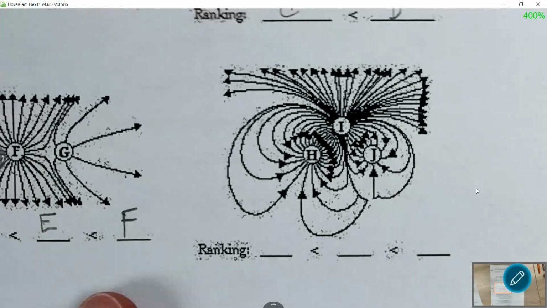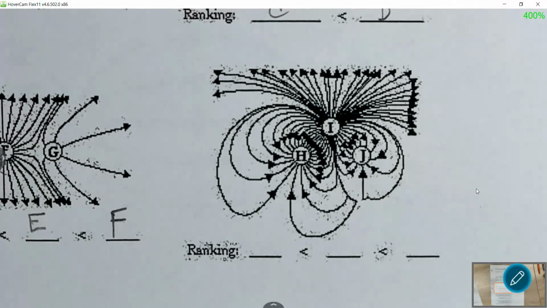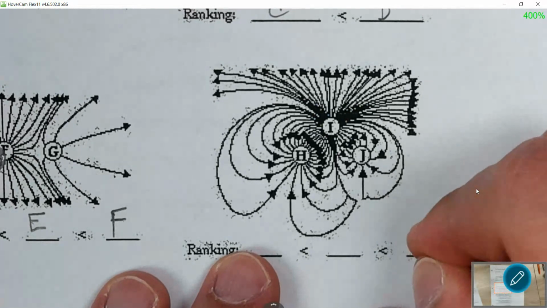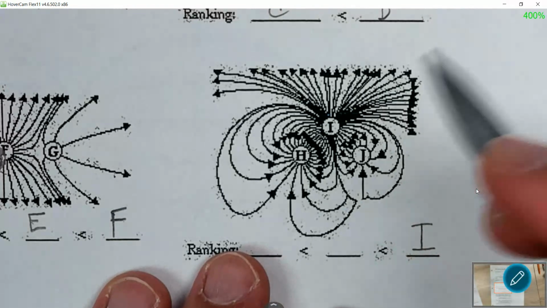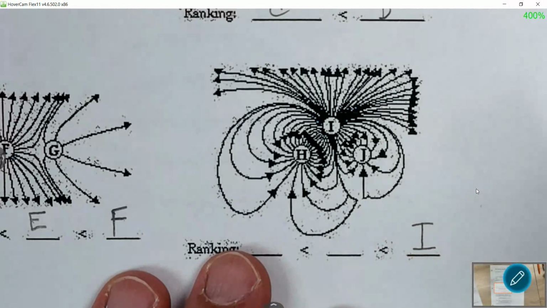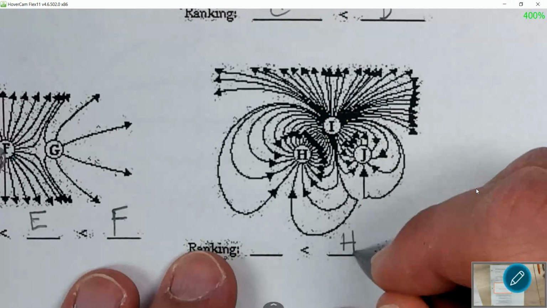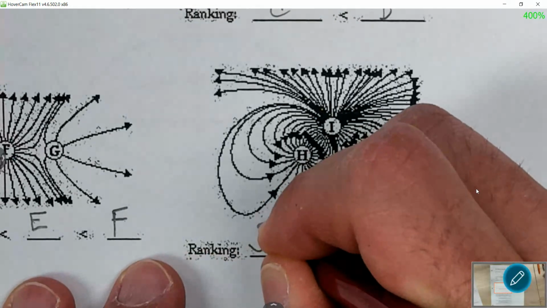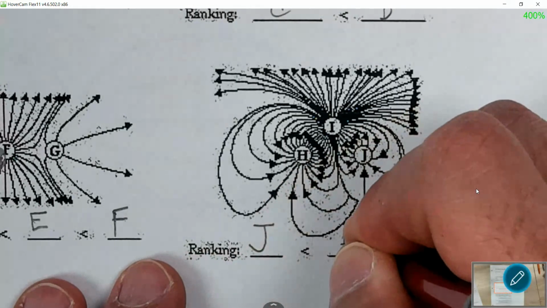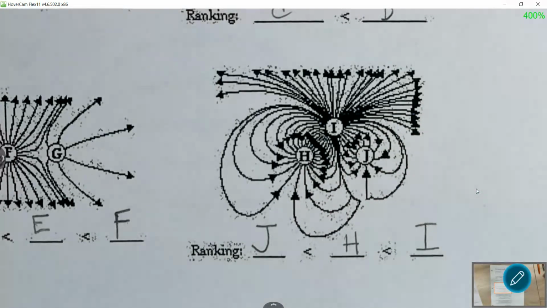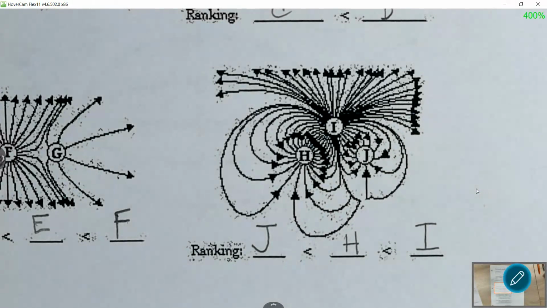Oh boy, who's the strongest one here? Yeah, definitely I. How many people concur? I would as well. All right, so that is our electric field lines.